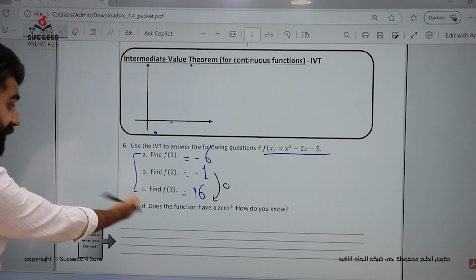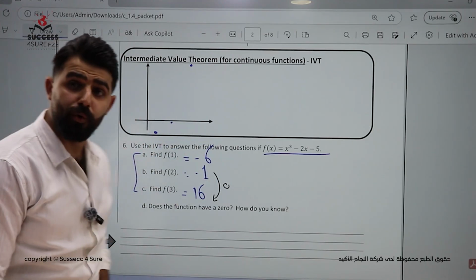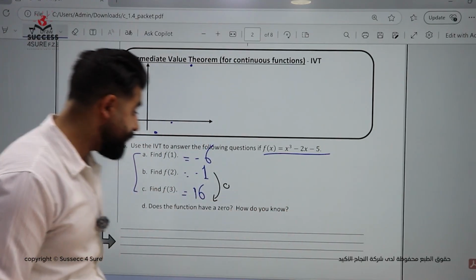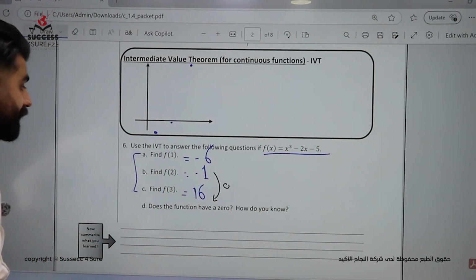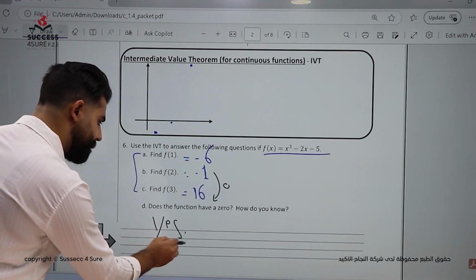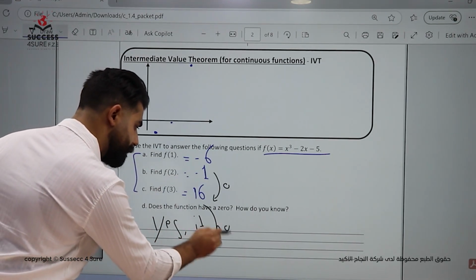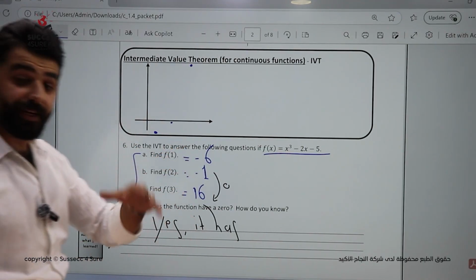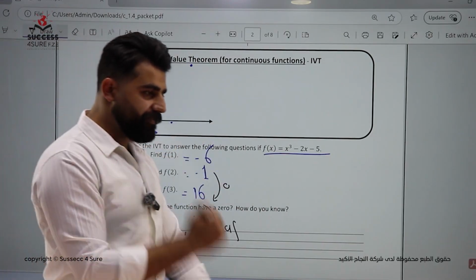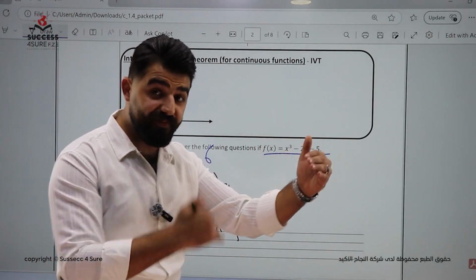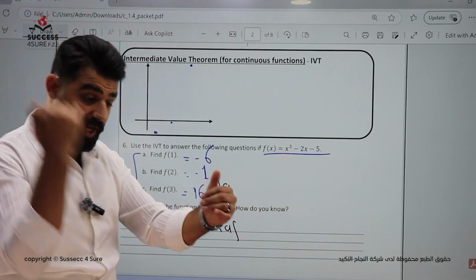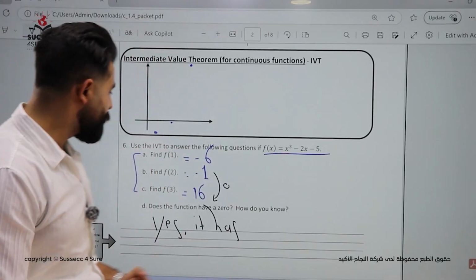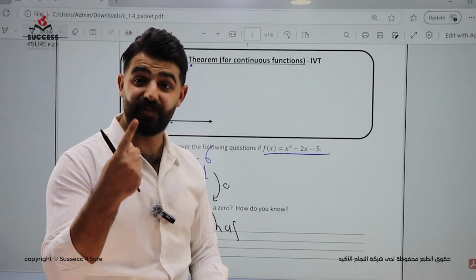So if you want to answer D, does the function have a 0? You have to use the IVT to decide. How do we know? Yes, it has. Why? Because we passed from negative to positive. Once you jump from a negative value to a positive value, and the function is continuous, by the IVT we have at least one root, or at least one 0.